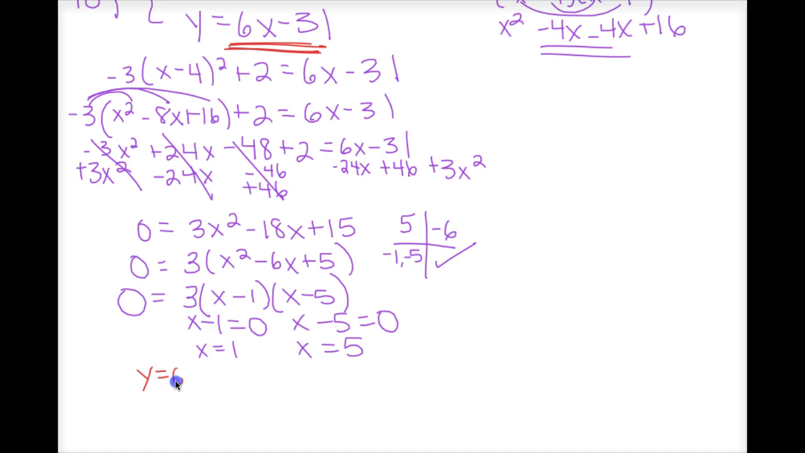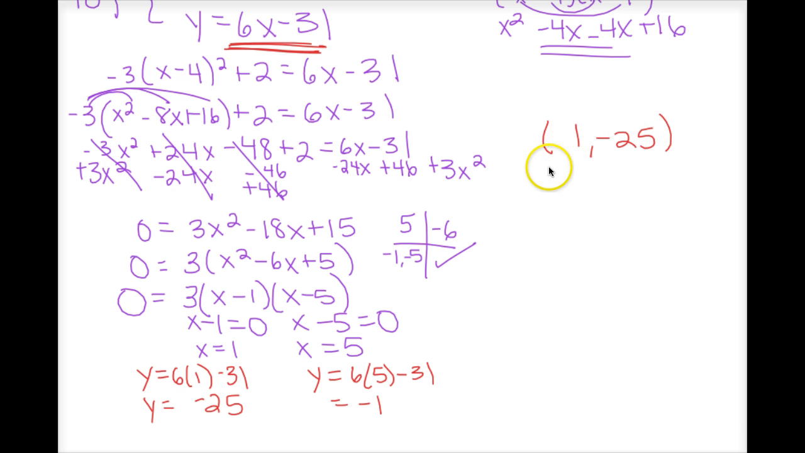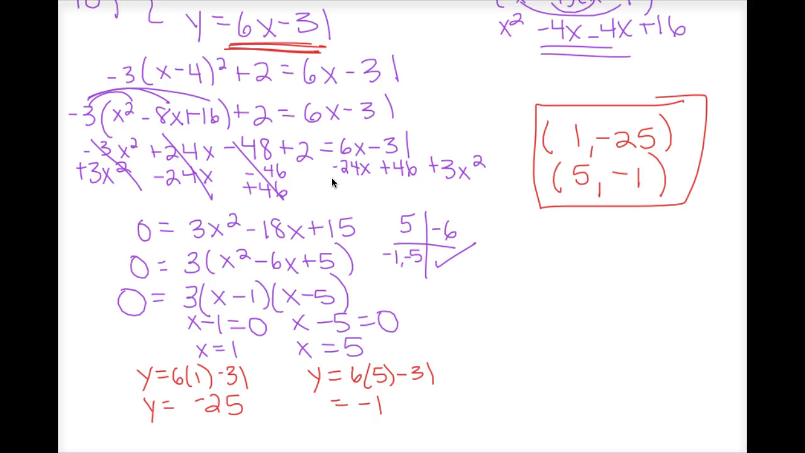So y equals 6 times 1 minus 31. So that gives me 6 minus 31, which gives me -25. Over here, when x is 5, 6 times 5 minus 31. This is 30. 30 minus 31 is -1. Step 3 then is to list them as ordered pairs. So I've got 1 with -25 and 5 with -1 as my two solutions. All right, all of the ones following that kind of follow the same pattern.